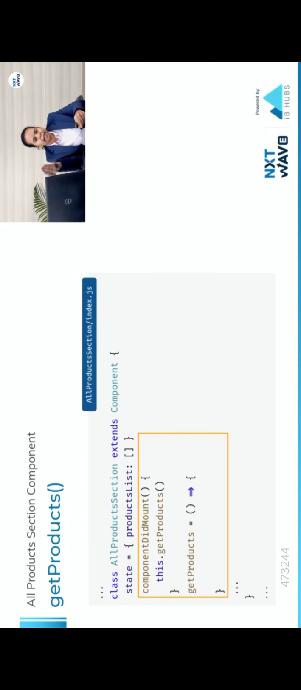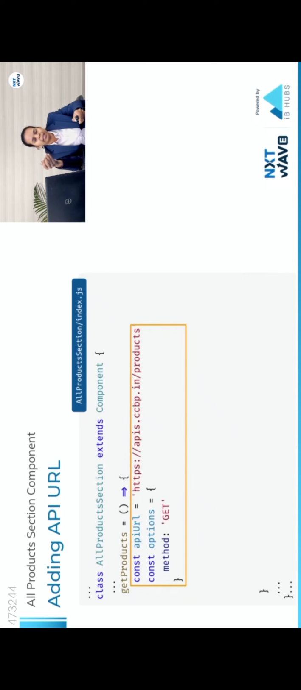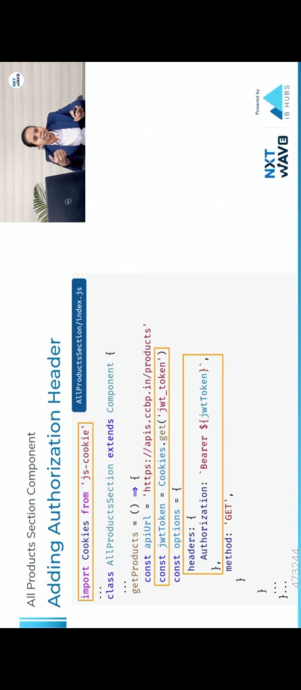Now let's start writing the API. There you can see we write the API call in componentDidMount. Then we have the method getProducts. Within that we have written the API URL, which is apis.ccbp.in/products. Then we also have to provide the options. The method is GET. Additionally, we also have to provide the authorization header. Since the user has to be authenticated to access this API, we have to pass the JWT token in the authorization header. There you can see in the options we are specifying the headers, with Authorization: Bearer followed by a space, and we are specifying the JWT token.